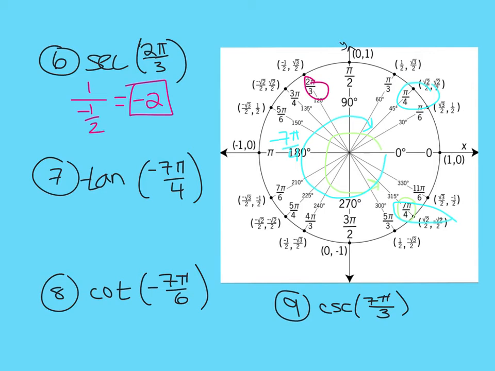Another way that you can do this type of problem is by finding a coterminal angle. You can find a coterminal angle by adding 2 pi. If you add 2 pi to negative 7 pi over 4, you will notice that you get pi over 4. So that's another way that you can do that type of problem. I do want you to notice that I am using only radians. You also can do these problems by converting to degrees.